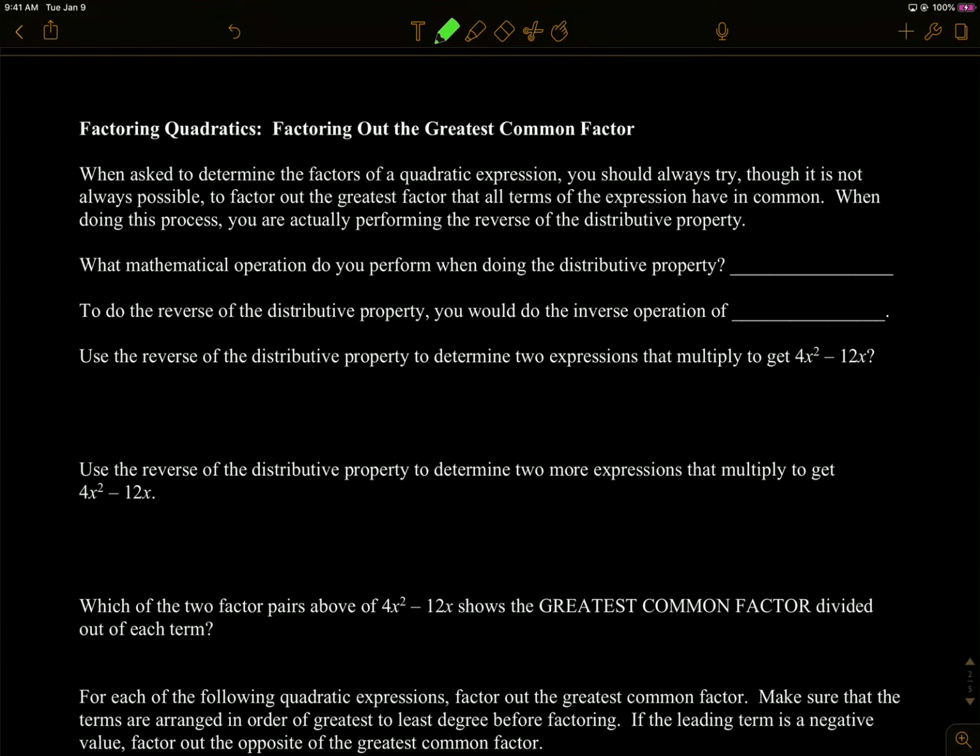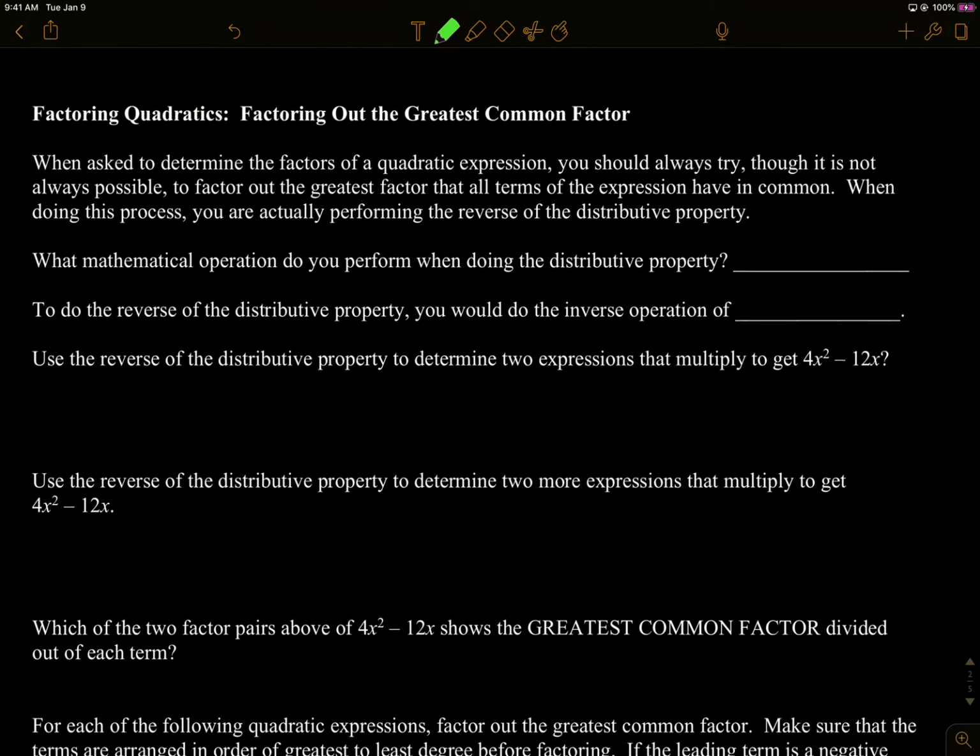All right, so the first method is factoring out the greatest common factor. We did this just before midterms, so let's just review this. When asked to determine the factors of a quadratic expression, I'm not going to read to you. You can pause and read this.